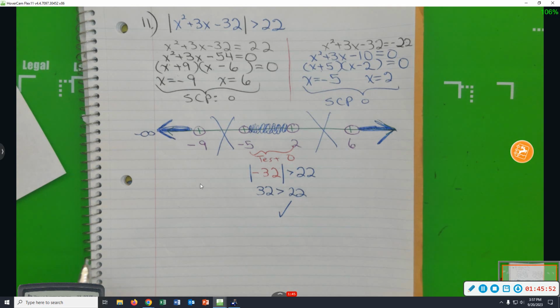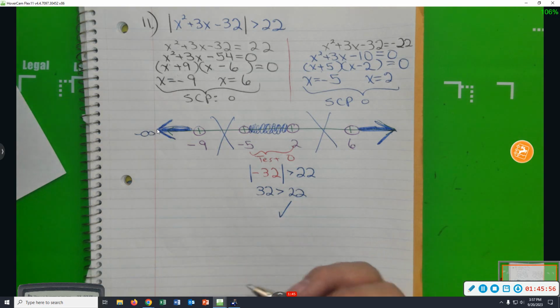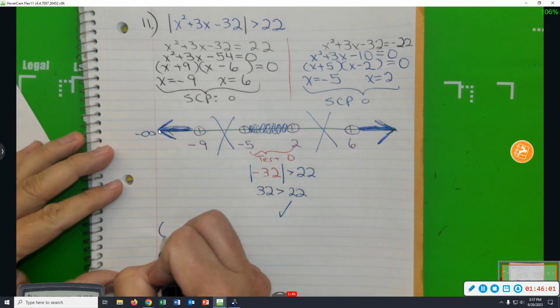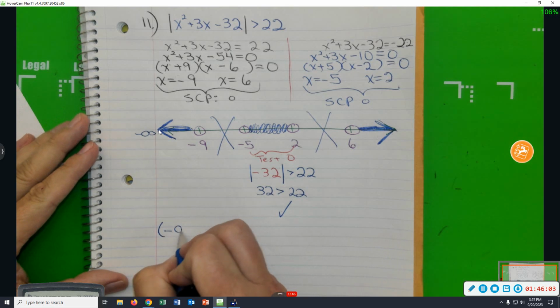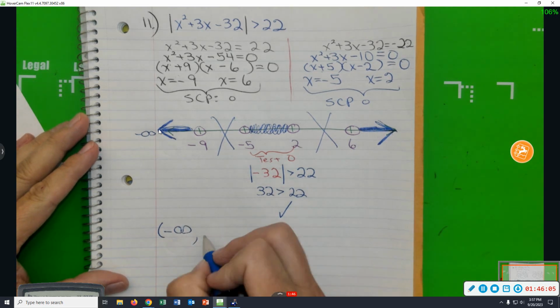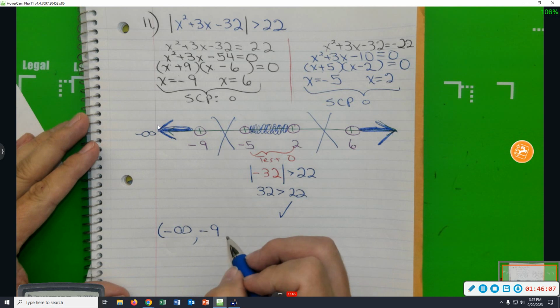Okay, let's write out the interval notation. Call it out. My voice is getting sort of tired. So, parentheses, comma.